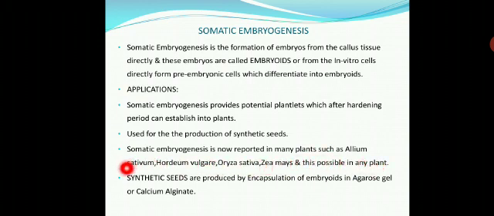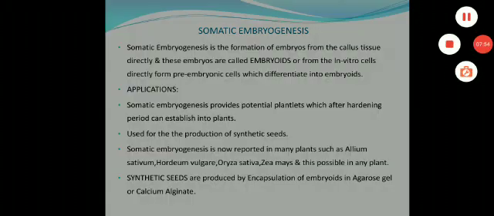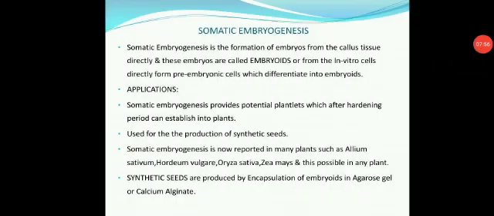Here synthetic seeds are also produced by encapsulation of embryoids in agarose gel or calcium alginate. Synthetic seed is nothing but artificial seed. The artificial seed is obtained from the encapsulation in agar, that is agarose gel. Instead of agarose gel, we can also use calcium alginate. Synthetic seed is nothing but an artificial seed.